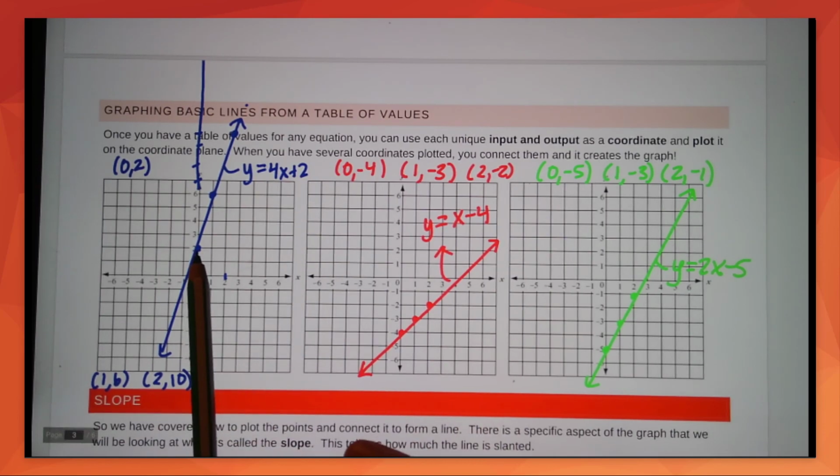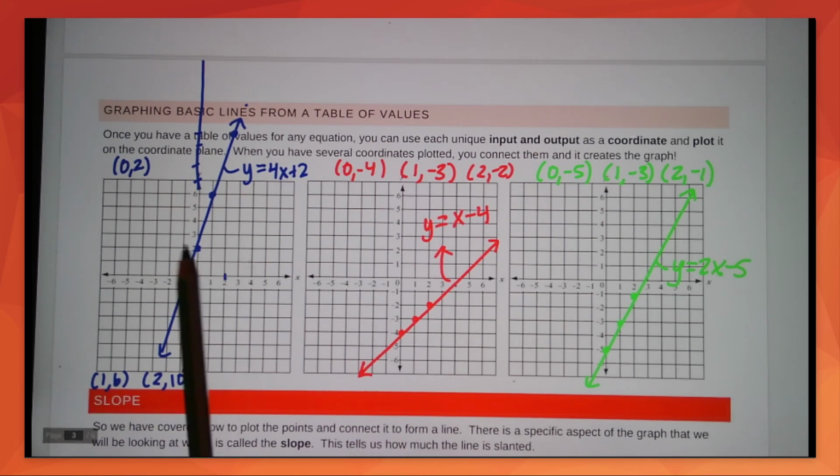Well, that makes sense, right? Because look at the graph. It passes the y-axis at 2, exactly.